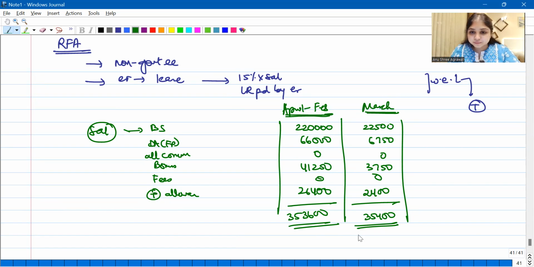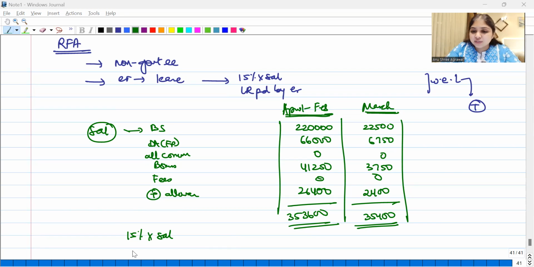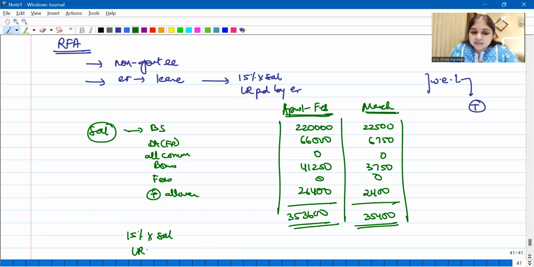Till here clear? Now tell me, we need to calculate two things. Number 1, 15% of salary, and what else will we calculate? One is 15% of salary and the other is lease rent paid by employer. Out of these two numbers, we'll pick the lesser number. So what is 15% of salary? Calculate and tell me. 353,650 into 15% is going to be 53,048. And there it's going to be 5,310.